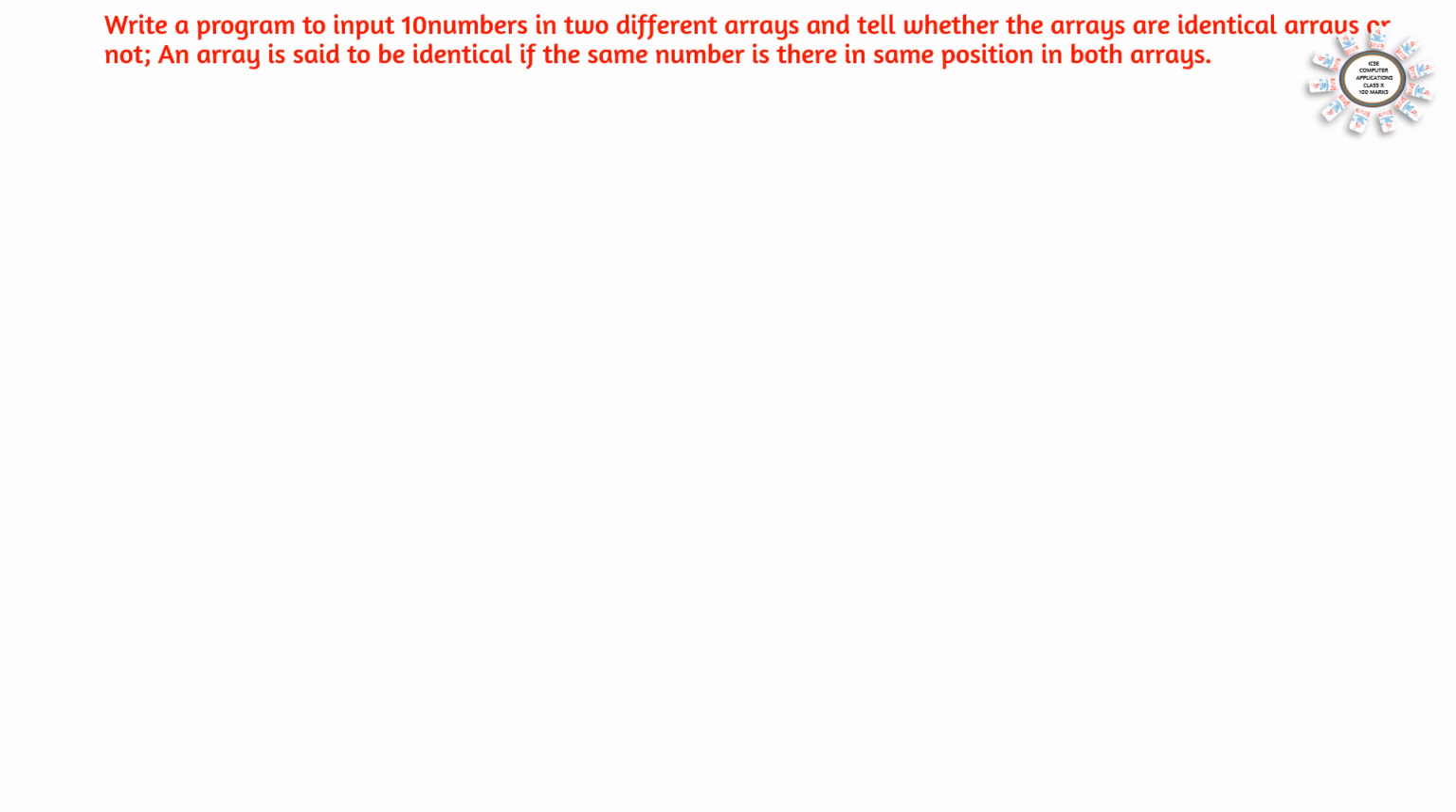Now, write a program to input 10 numbers in two different arrays and tell whether the arrays are identical or not. Two arrays are said to be identical if the same number is there in the same position. So we can see whether two arrays are identical or not.